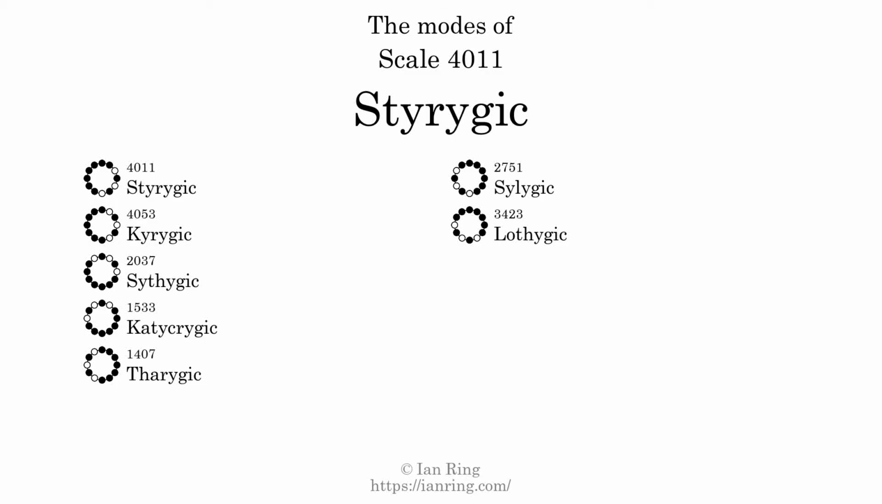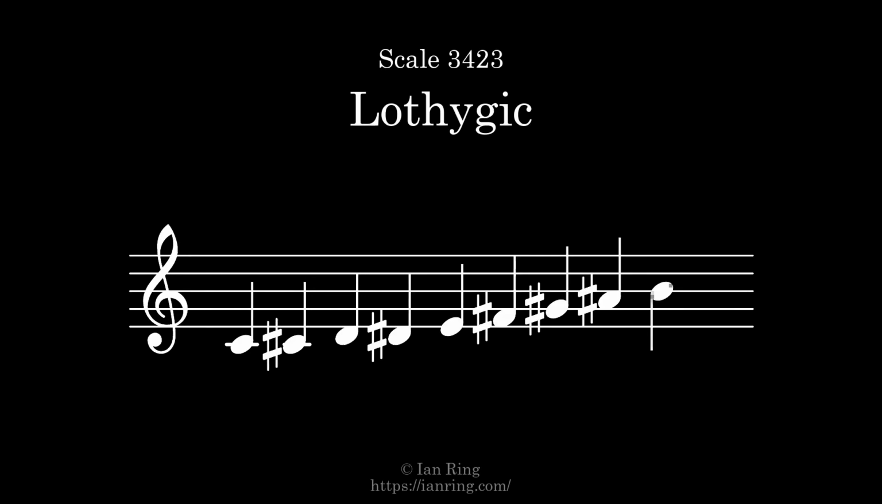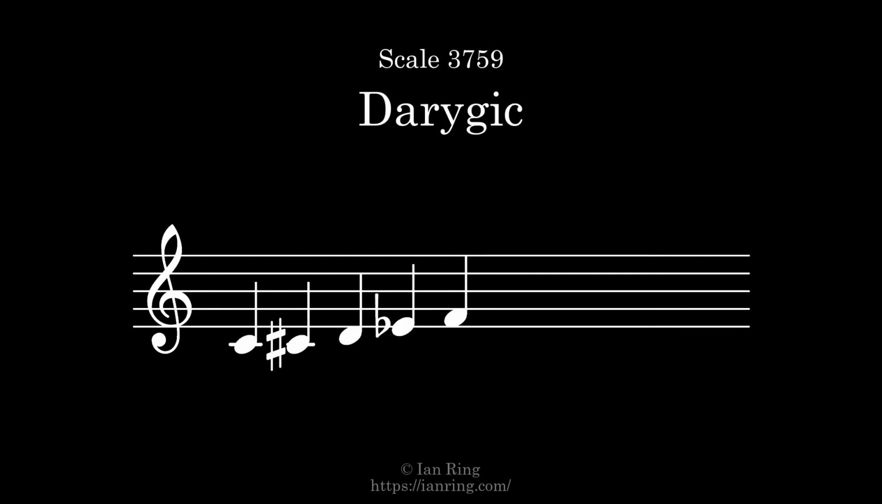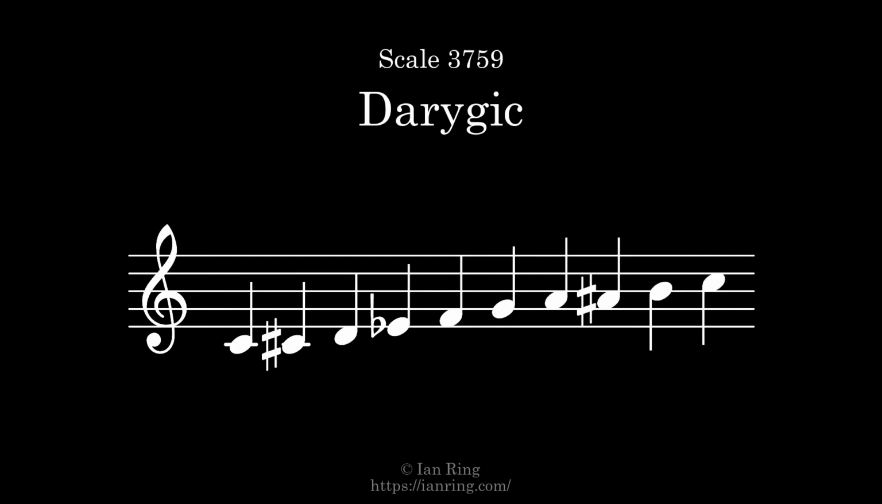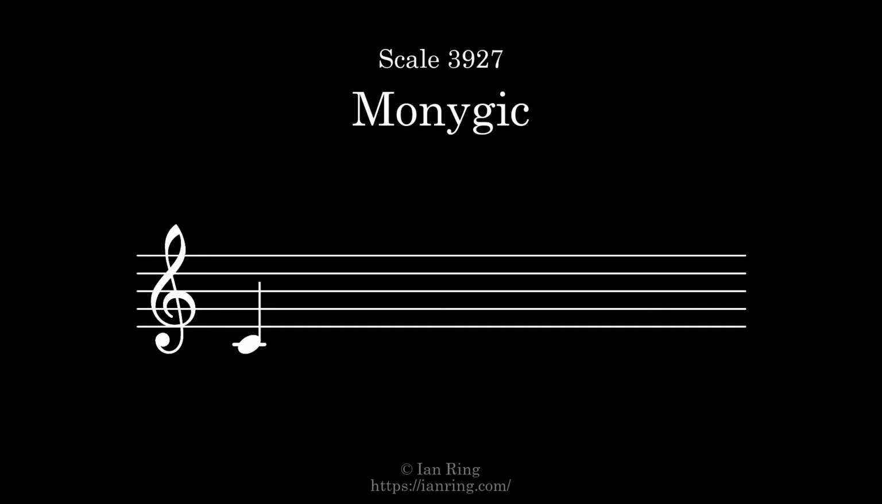The seventh mode is scale 3423, also known as Styrygic. It sounds like this. The eighth mode is scale 3759, also known as Styrygic. It sounds like this. The ninth and last mode is scale 3927, also known as Styrygic. It sounds like this.